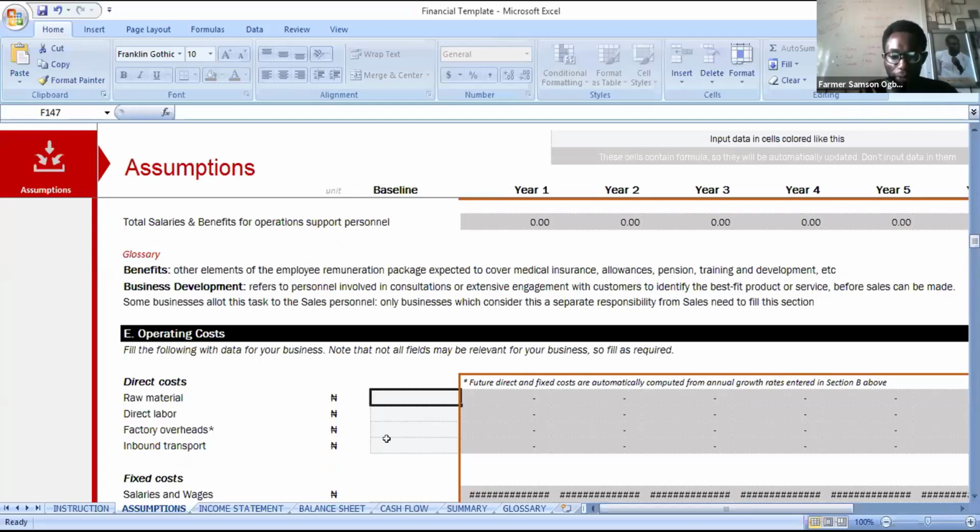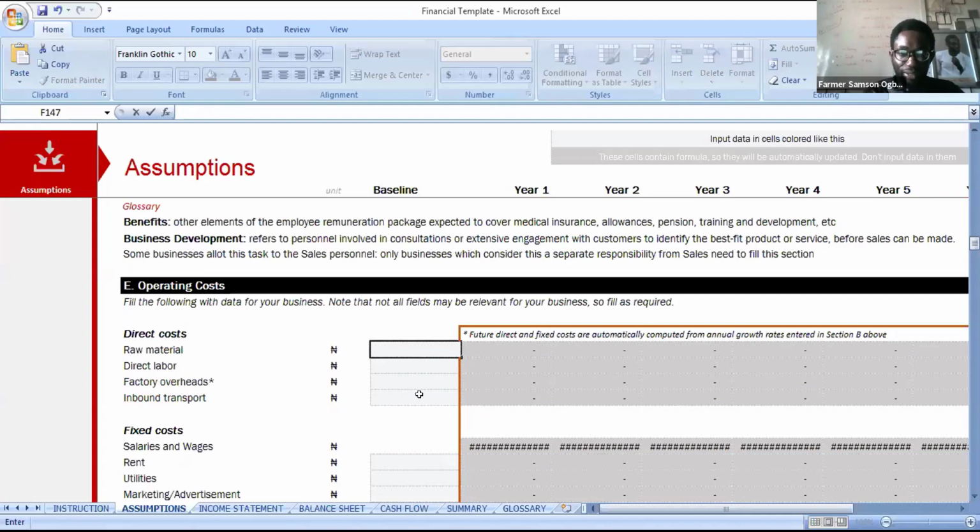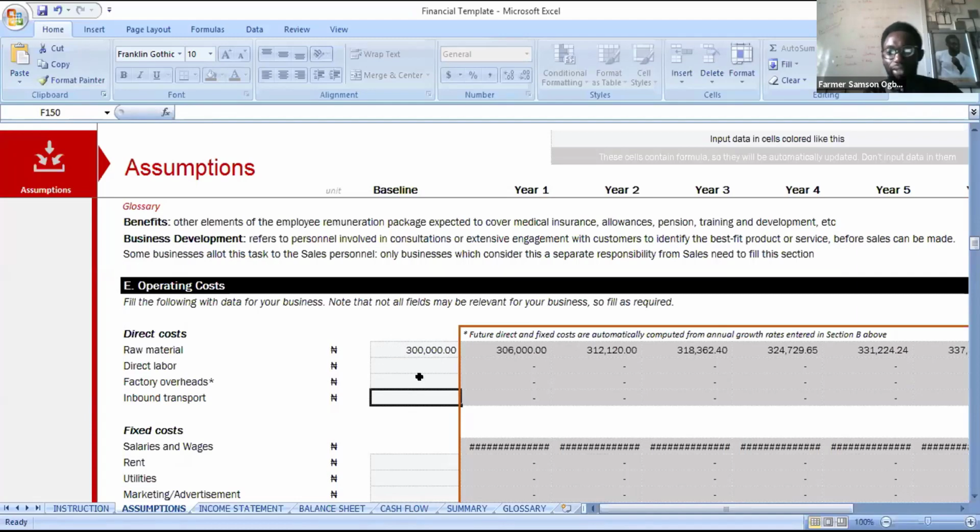So again, remember we are just doing assumptions. Let's say we put in, per annum, for the fishman, your direct raw materials will be fingerlings, if I'm not wrong. So you spend money on fingerlings. Let's say you spend about 300,000 to buy the fingerlings you use in a year. So it automatically fills the rest based on the percentage increase that you have already given us before.